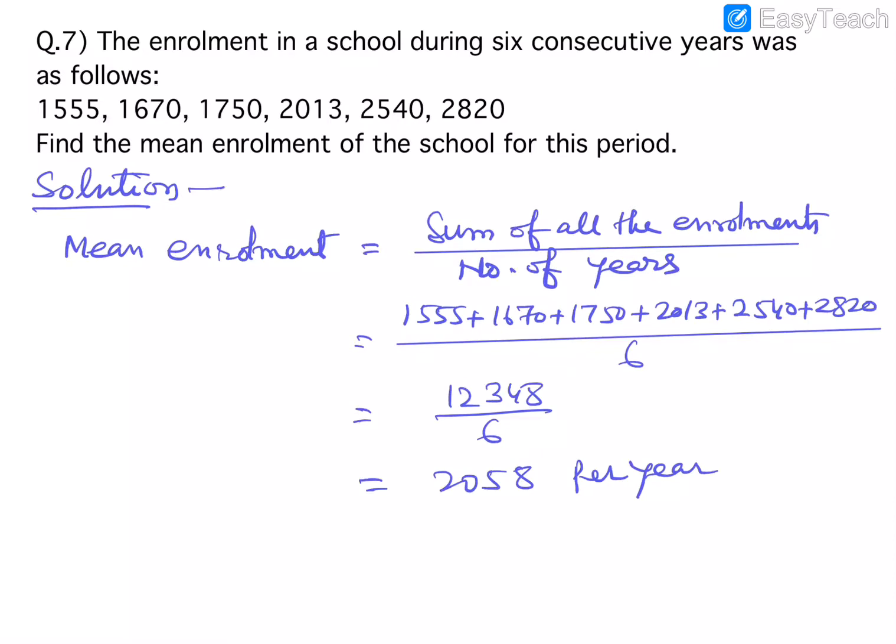Their total is 12,348 divided by 6. So answer will be 2058. This is the mean enrollment per year.